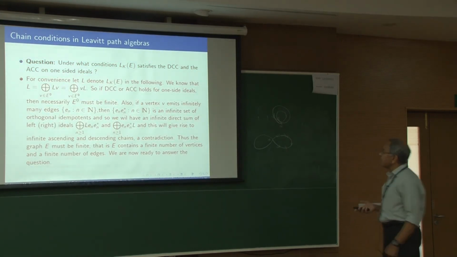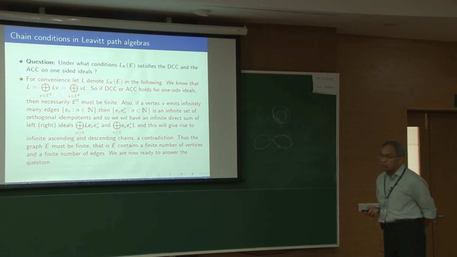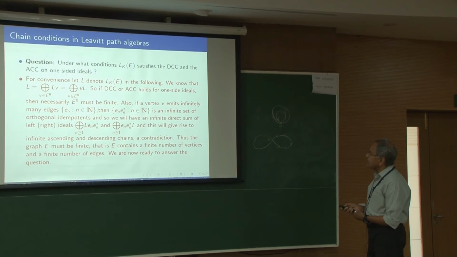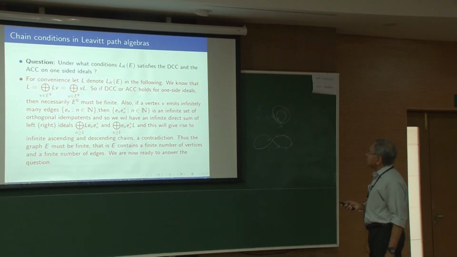But you see immediately from the known property of the path algebra, because it decomposes as a direct sum, let's say left, of these ideals. So for every vertex v, we have this left ideal. So L is the direct sum of that. So if it's going to satisfy the ascending or descending chain condition, necessarily this cannot be infinite. Then you have a big large chain you can generate here. So if the chain condition holds on one side, then necessarily there can only be finitely many vertices because of this decomposition.